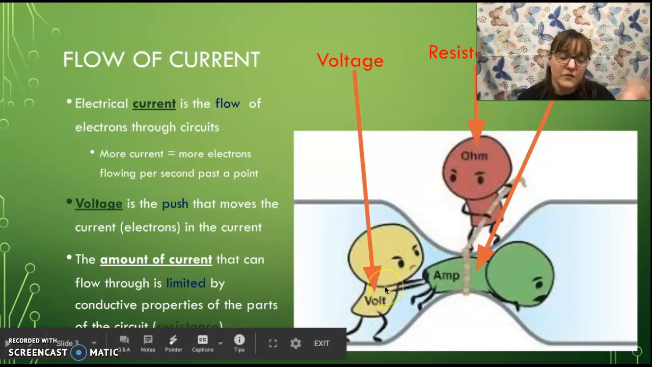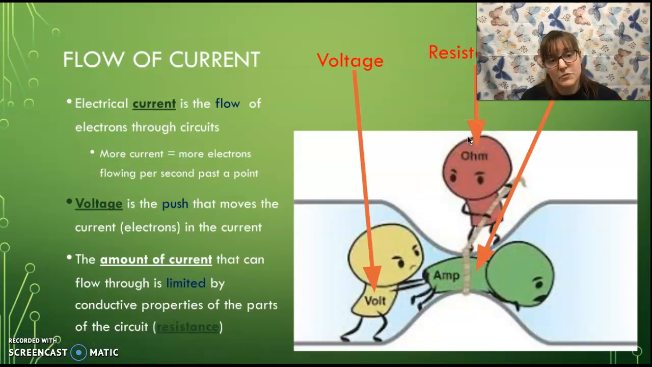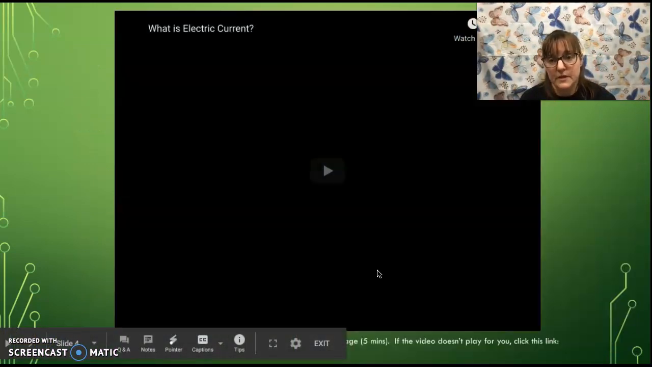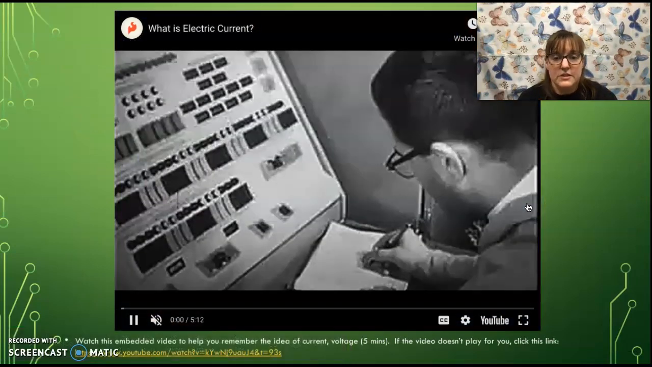So this, for me, is one of my favorite diagrams showing the push from our voltage onto the current or our electrons going through, and then the prevention of movement or slowing it down by the resistors here with our lasso rope around. So I'm going to let you watch this later.